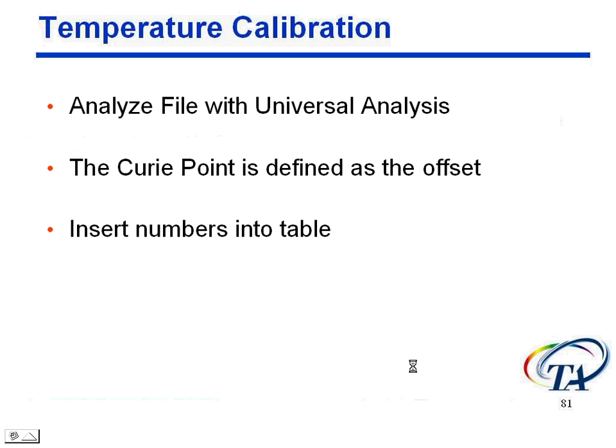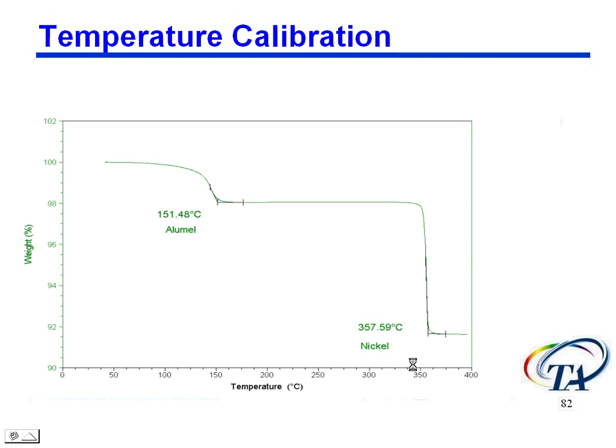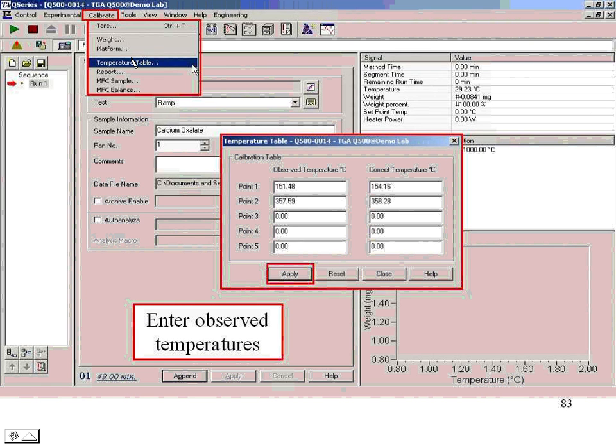Now here shows this within Universal Analysis. We ran both alumel and nickel. And so here we see our weight loss. We want to do an onset calculation, but what we're actually looking for is this offset. And we do that for both of these. So here's our temperature for nickel. Here's our temperature for the alumel. And we go back into Calibrate Temperature Table and put these observed values in here. And here's our correct or standard values. And then hit Apply. The temperature calibration is done.